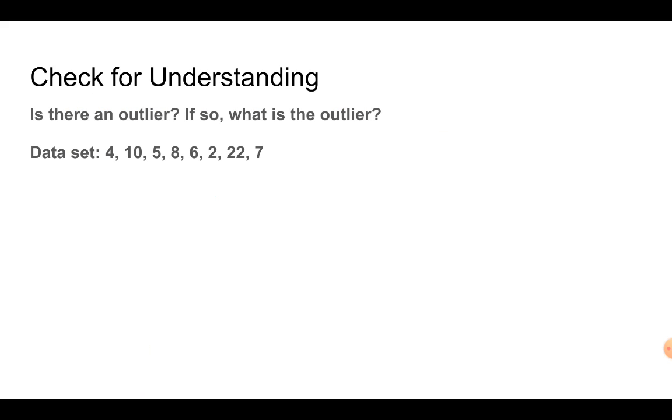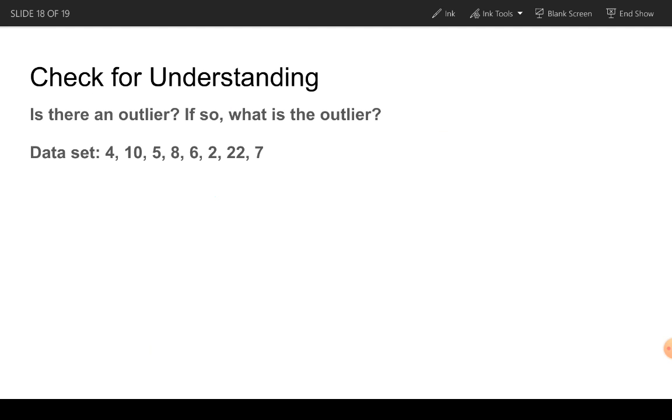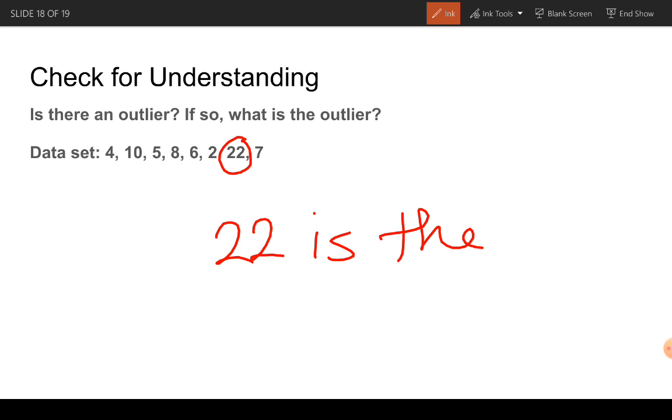Let's see if we can do this together. If you need to go back and decide how to find an outlier, please do, and come back when you're ready. So remember, the outlier is the number that varies differently from the rest. Okay, one that is much bigger or much smaller than the other values. So in this case, 22 is the outlier because it is much, much, much greater than the other values 4, 10, 5, 8, 6, 2, and 7.